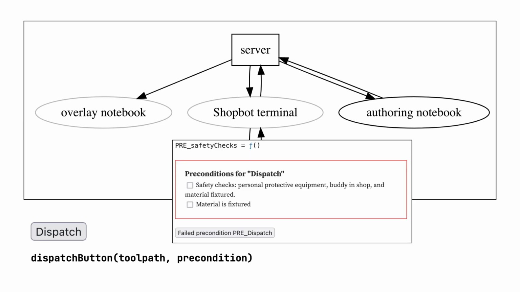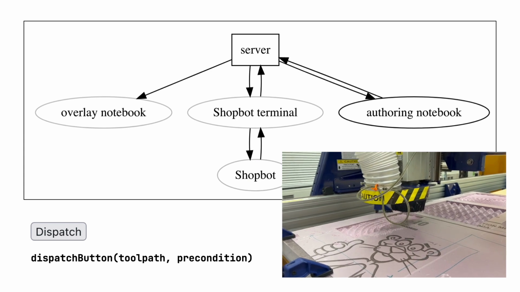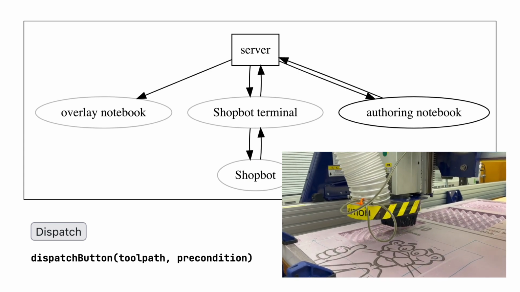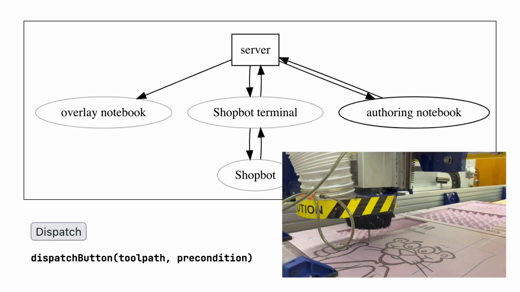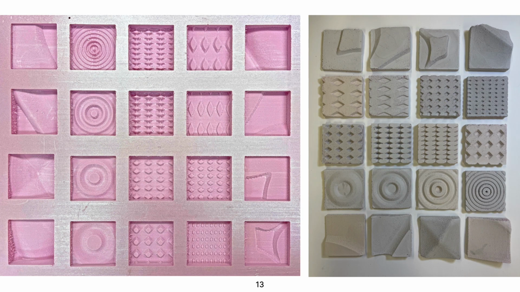In this example notebook, we use a precondition check to ensure certain criteria are satisfied in the notebook before the user can start the Shopbot. Once these are satisfied, we can build directly from the notebook, here using purple insulation foam. In the end, we explored a range of different functions and different parameters and cast the molds on the left with plaster to get some cool math-inspired tiles on the right, which would make a great decoration for a makerspace or math classroom near you.